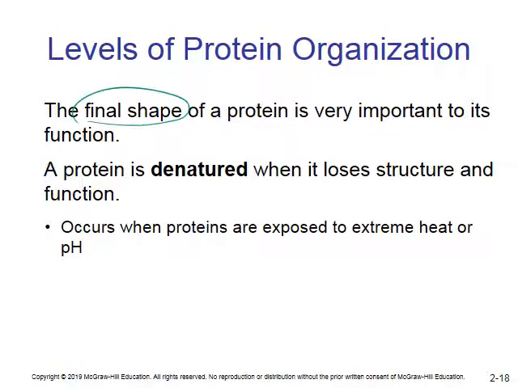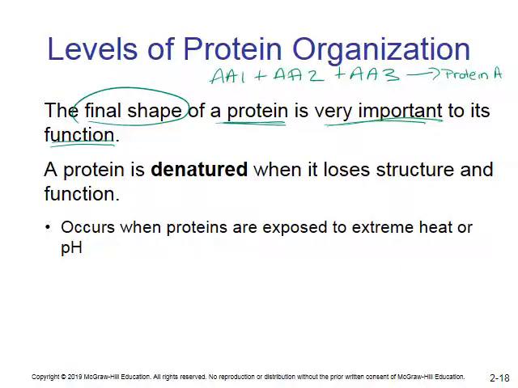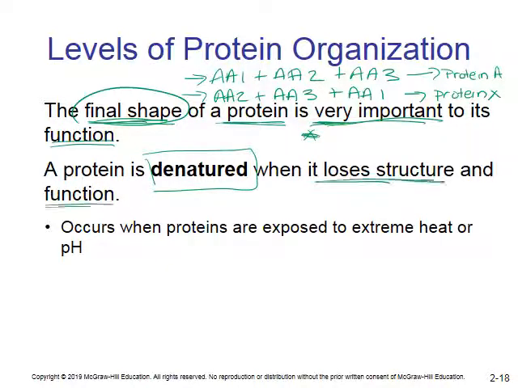So this slide is kind of just reaffirming what I said. The final shape of the protein is very important to its function. The amino acid sequence is important. If I have 1, 2, and 3, I'm just giving you a number, they actually have names, right? But amino acid 1, 2, and 3, I'm going to get protein A. If I have amino acid 2, then 3, then 1, I get a totally different protein. I'm going to get protein X. So the amino acid sequence is important, but the final shape of the protein is also very important. If you lose the structure, you also lose the function.